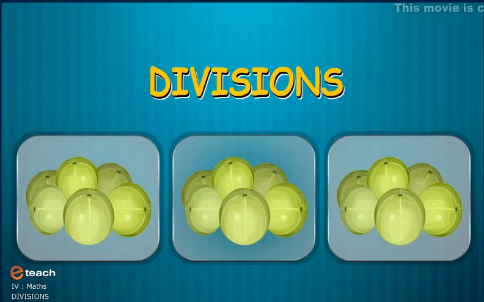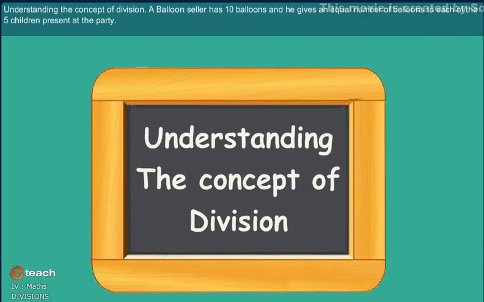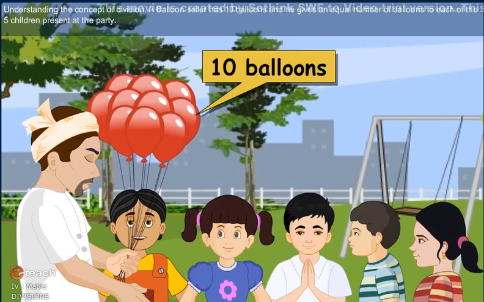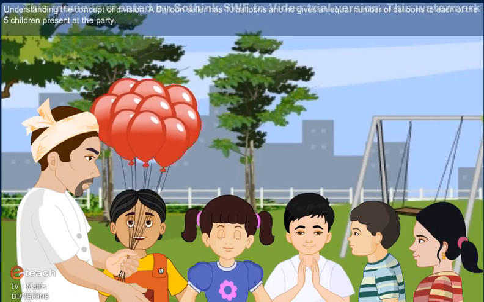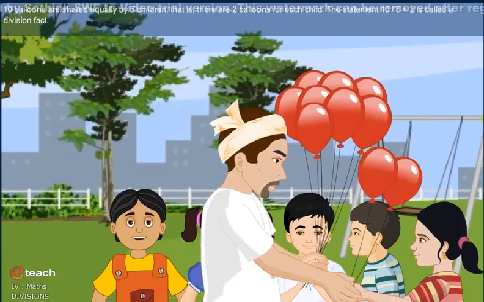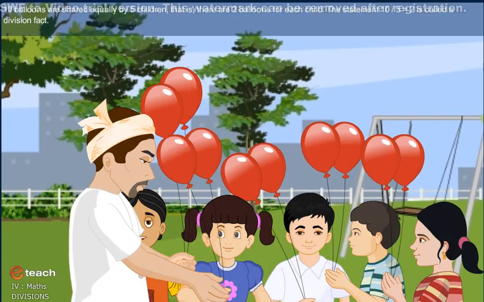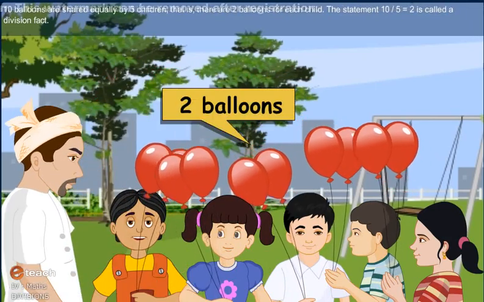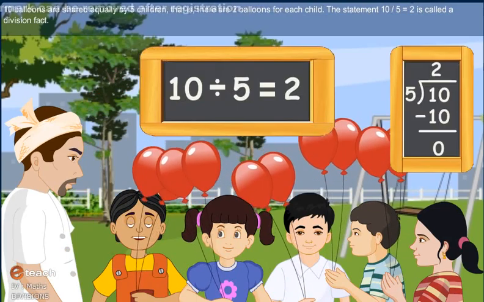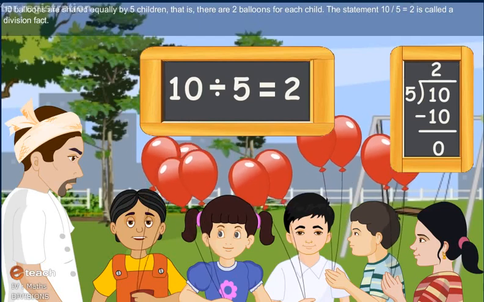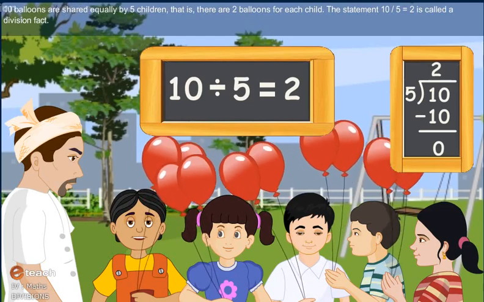Divisions. Understanding the concept of division. A balloon seller has 10 balloons and gives an equal number of balloons to each of the 5 children present at the party. 10 balloons shared equally by 5 children. That is 2 balloons for each child. The statement 10 divided by 5 equals 2 is called a division fact.